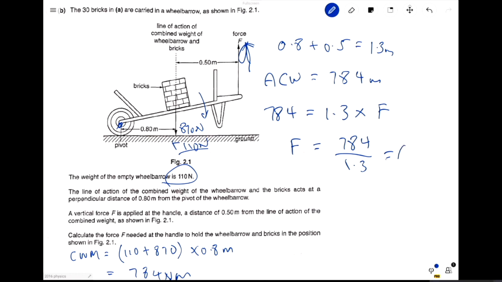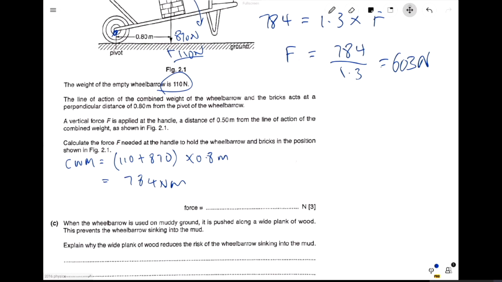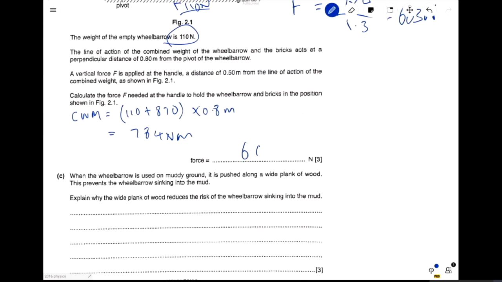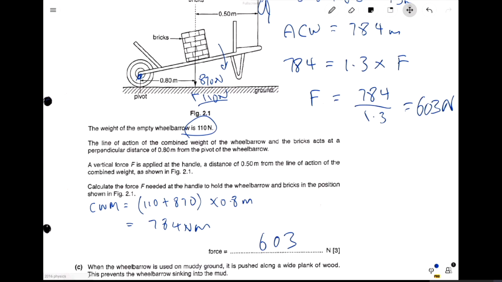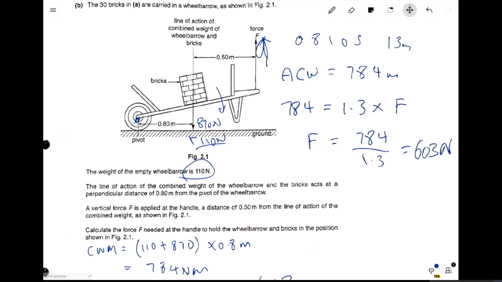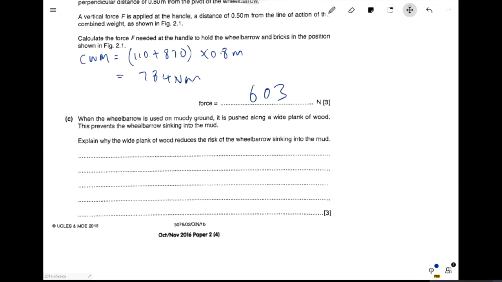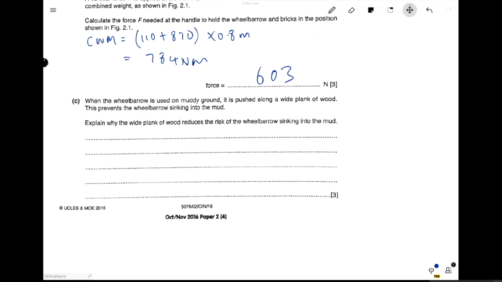I get 603 Newton. So the force here has to be 603 Newton. Is it okay so far? Yeah. So this is based on the principle of moments, where the clockwise moment equals the anti-clockwise moment. Alright, so next question.